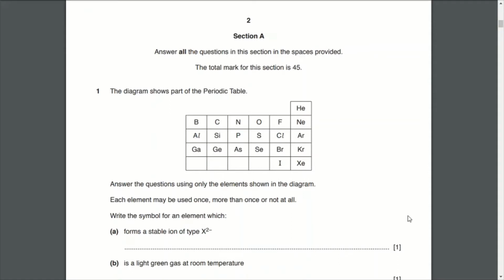The diagram shows a part of a periodic table. Answer the questions using only the elements shown in the diagram. Each element must be used once, more than once, or not at all. Write the symbol for an element which forms a stable ion of type X2-. Alright.